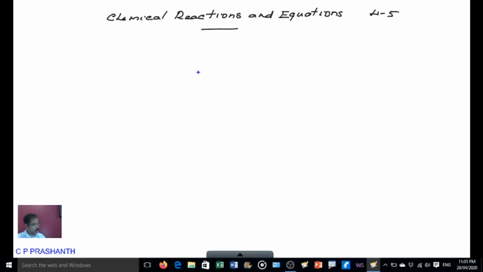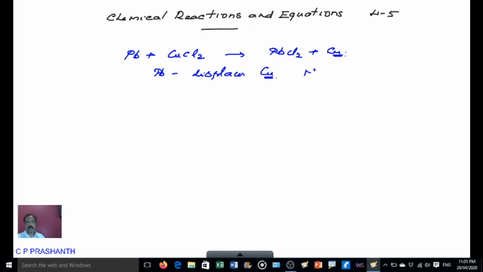Now let us see the double displacement reaction which we have seen. Okay, we will see one more displacement reaction first. Lead reacting with cupric chloride giving PbCl2 plus Cu. Here again you can see there is a displacement reaction. Lead is more reactive, so it is able to displace copper from CuCl2. This again is a displacement reaction. So which is more reactive? Out of copper and lead, lead is more reactive. That's it.